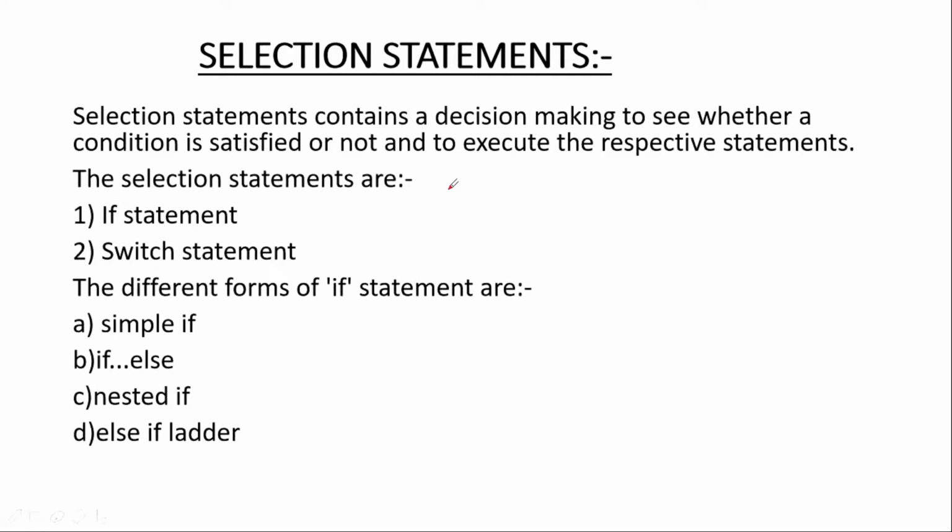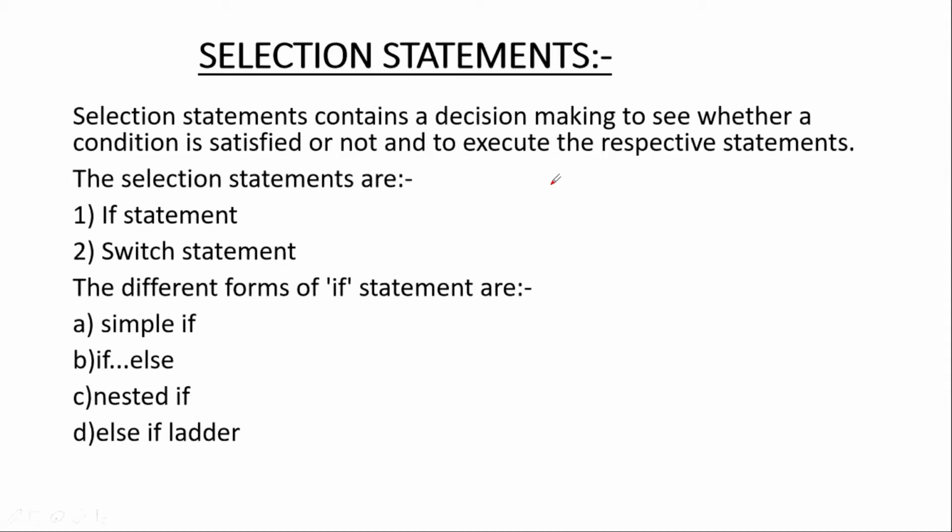Today our topic is about selection statements in C. So now first we'll see what are these selection statements. Selection statements contain a decision making to see whether a condition is satisfied or not and to execute the respective statements. These selection statements, in order to execute a particular set of statements, first check whether the condition is satisfied or not. That means they are taking a decision making step.